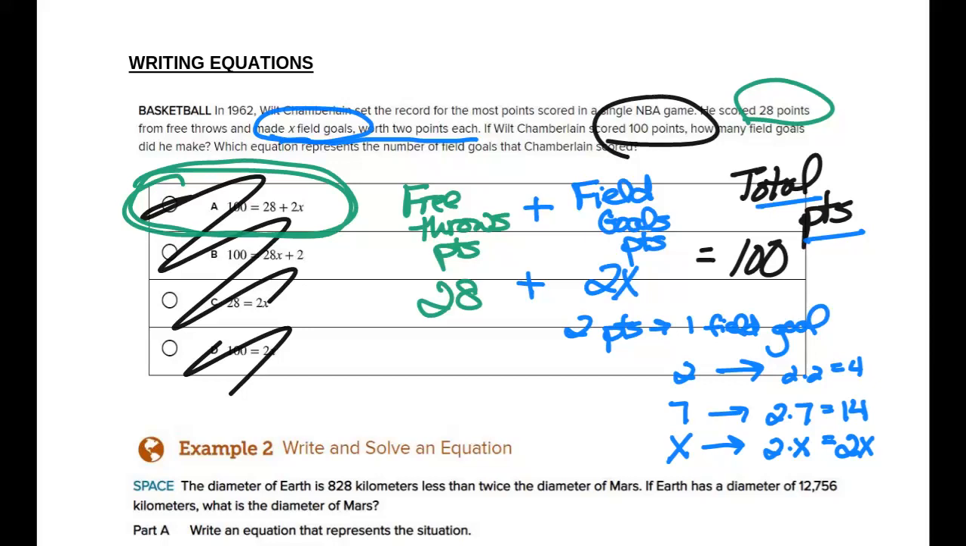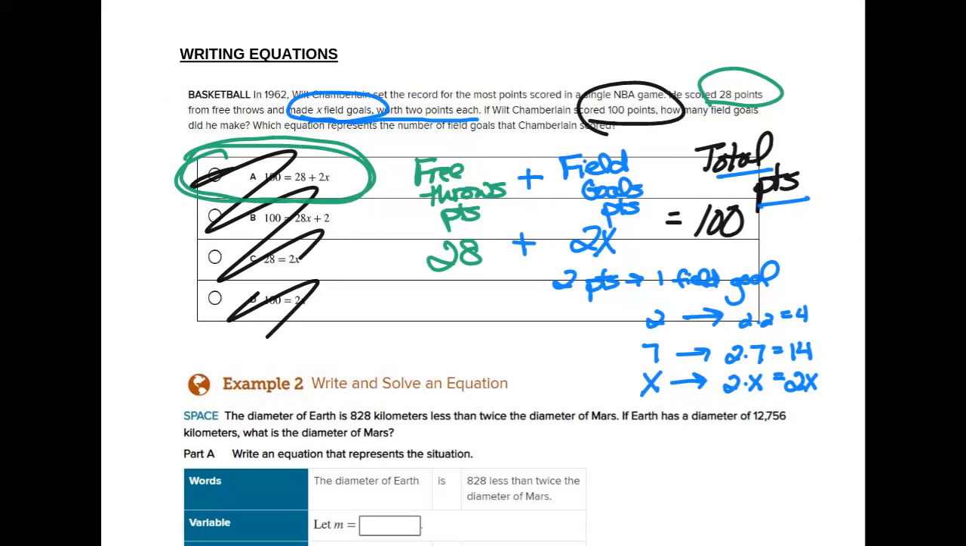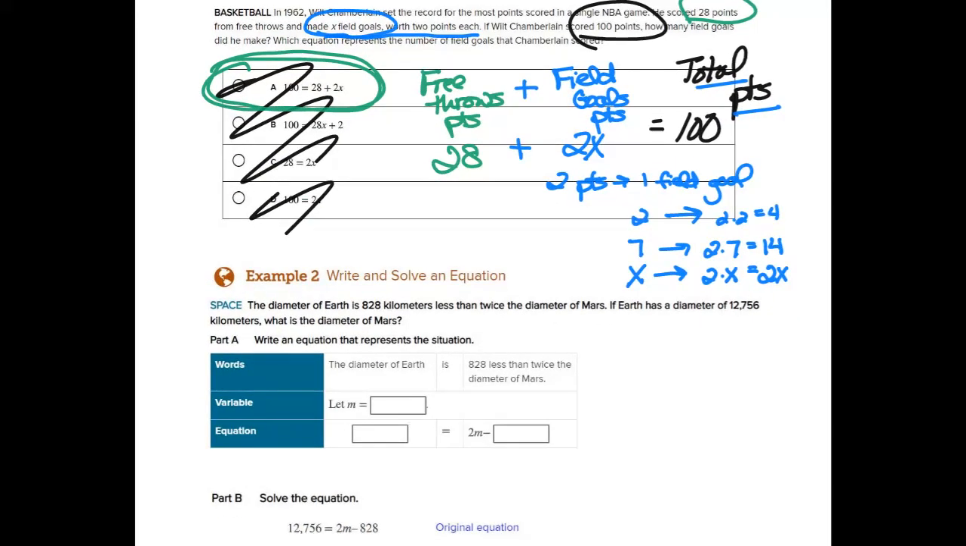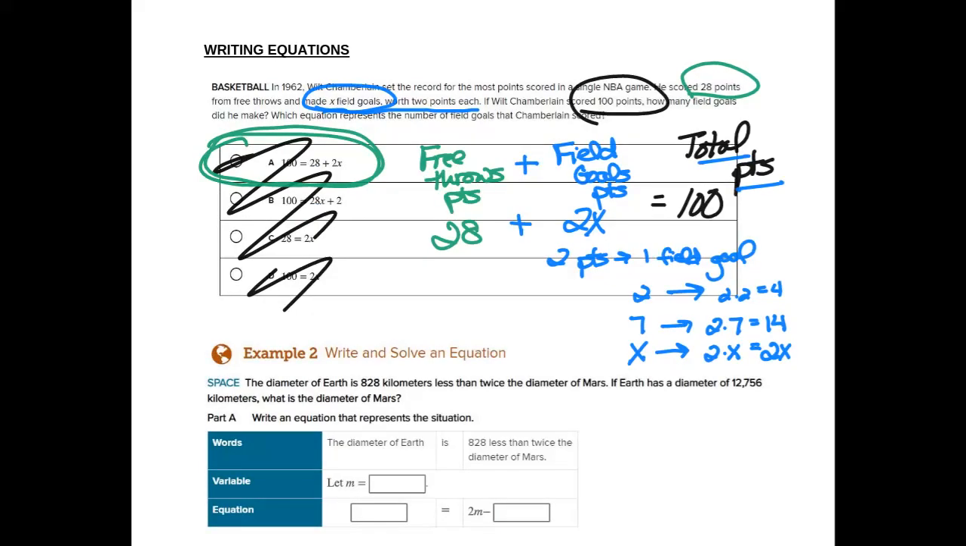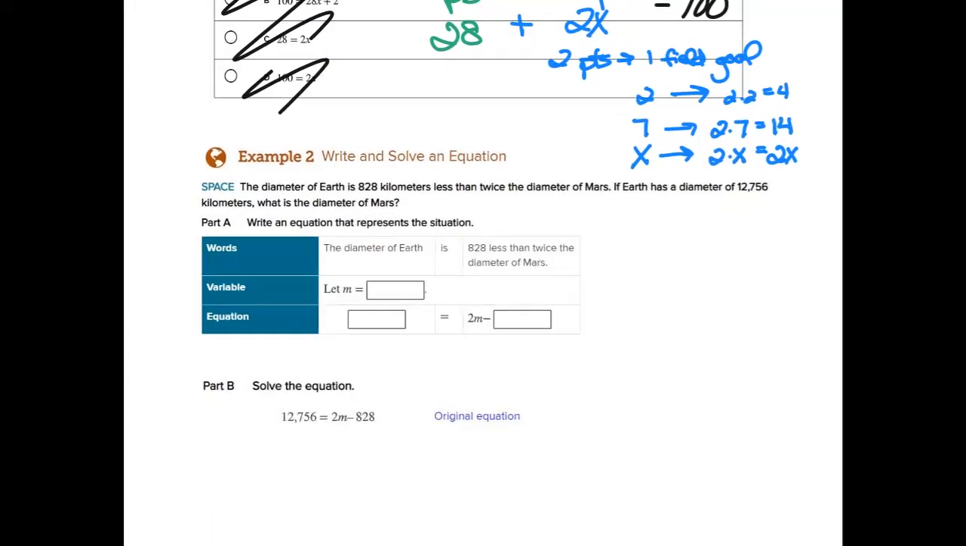You have to say, they give me the total number of points. Put that down. You know a total is at the end of the equation, right, Journey? Okay. And then you know there's 2 kind of points, free throws and field goals. You add those together. Any questions on the top one? Let's look at the next one.